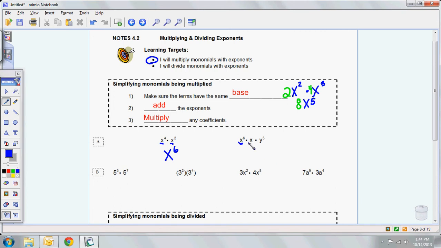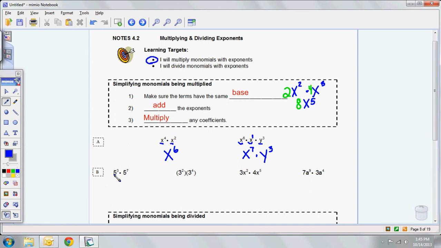Now look at the second problem. My bases are a little different in this one. I have some x's that are alike, and then I have a y. So I'm going to simplify the ones that have the same base, so that would be x. And even though you can't see it, this would be x to the first power. So if I add those exponents, I would get x to the seventh. And then anything that isn't alike, I'm just going to bring down in my answer. So that would be my final answer.